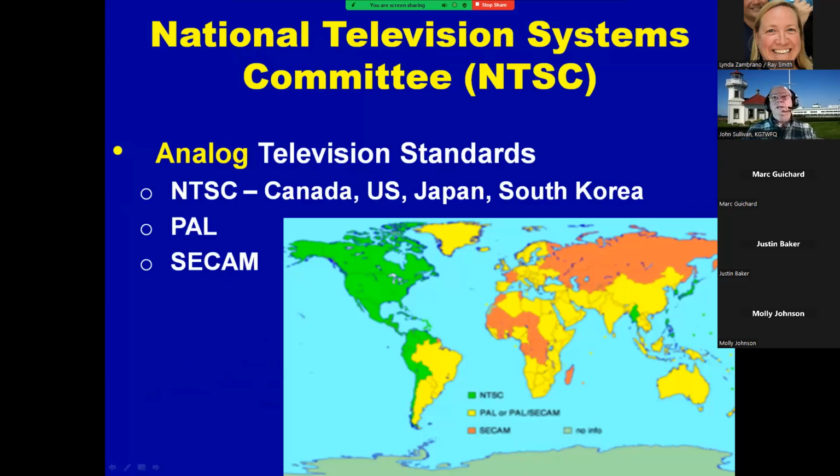Analog television. There are a number of different standards in the U.S. We use what's called the National Television Systems Committee, NTSC standard. Some other stations use other ones. That map shows who uses different ones. There's European standards and American standards.